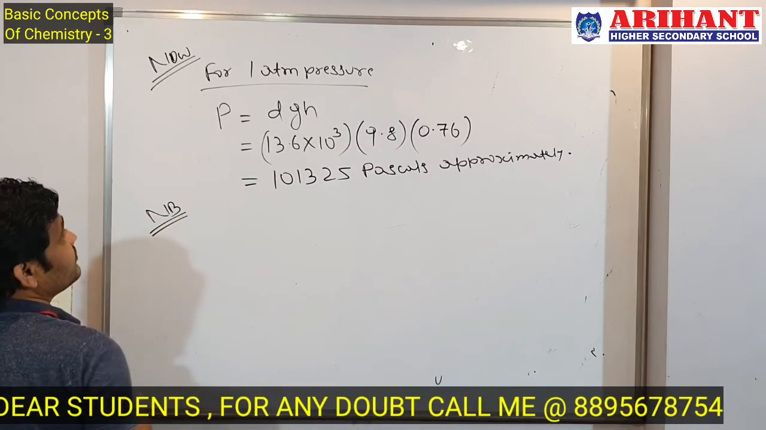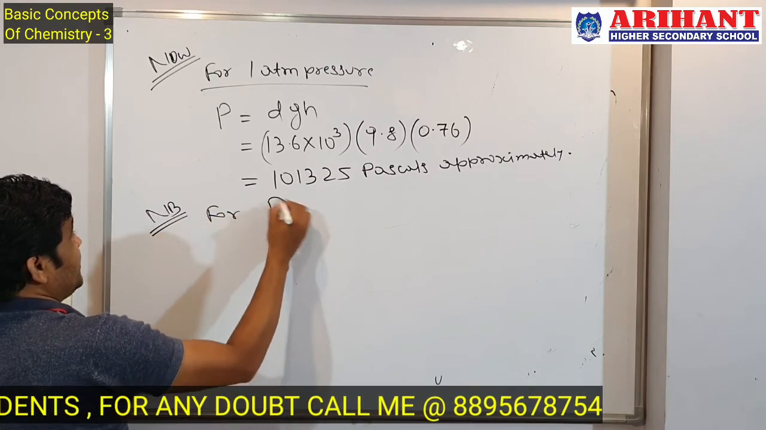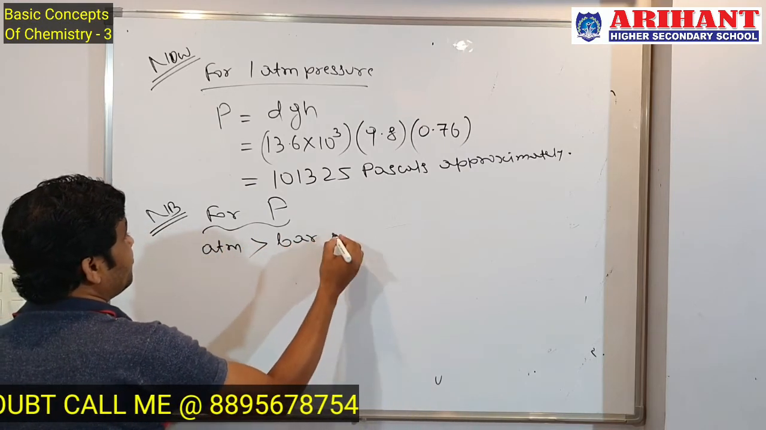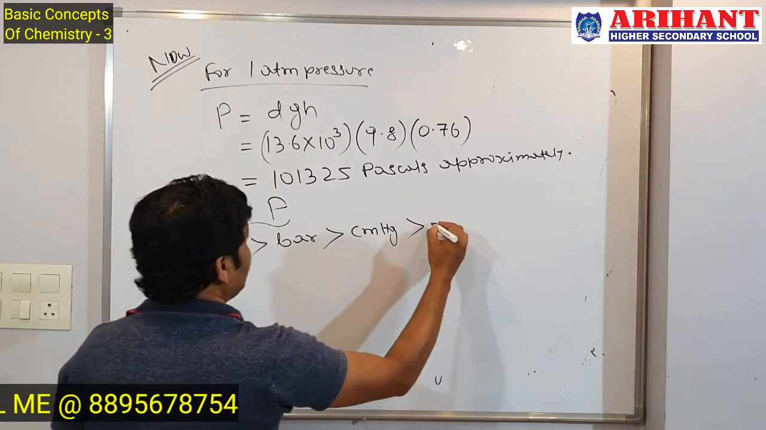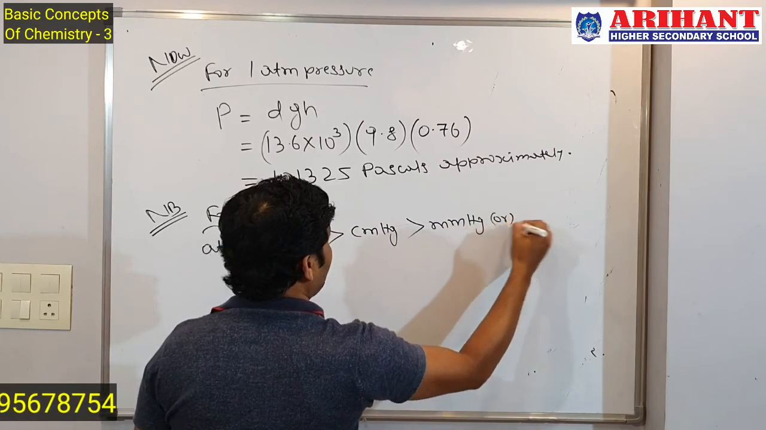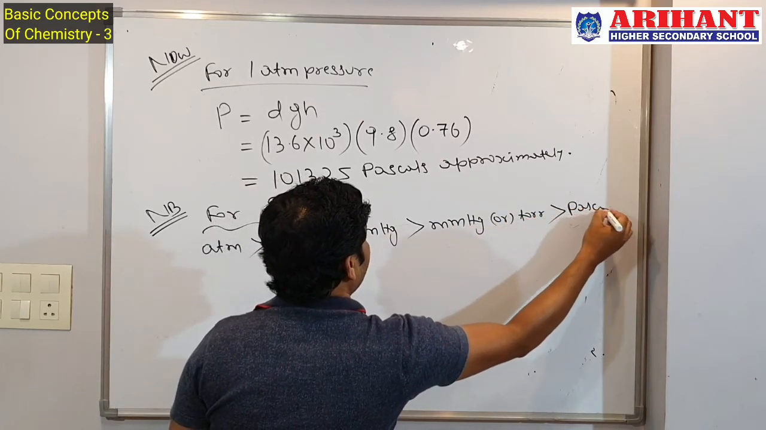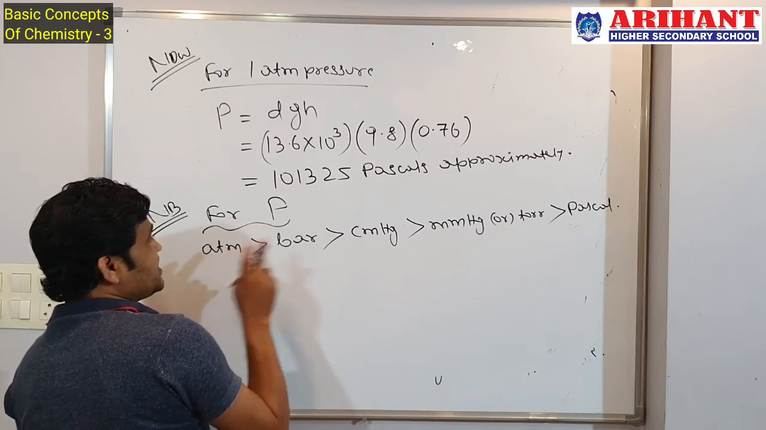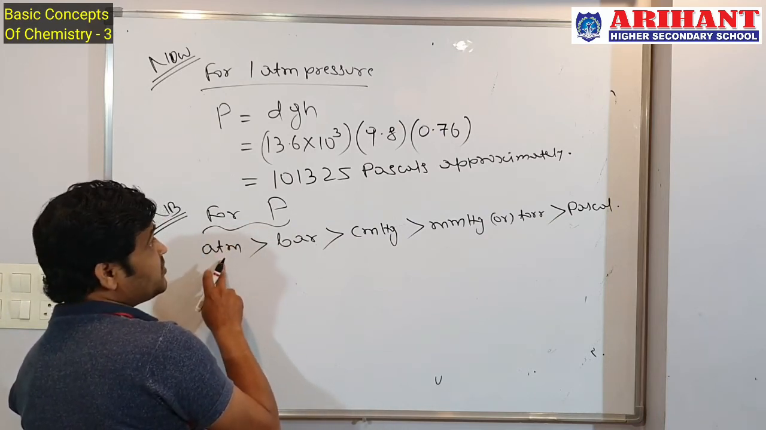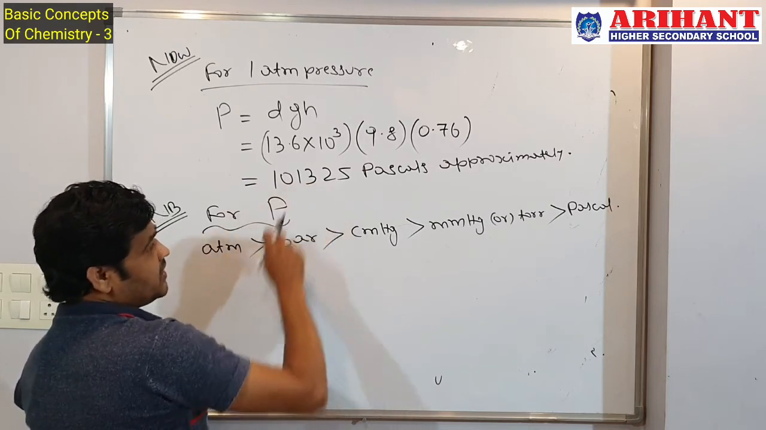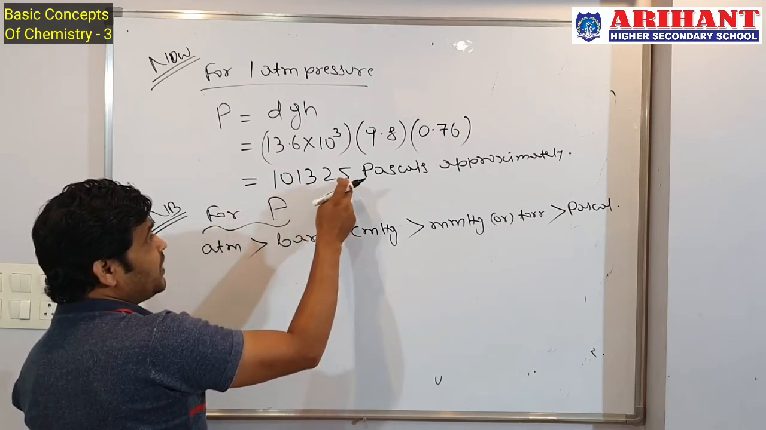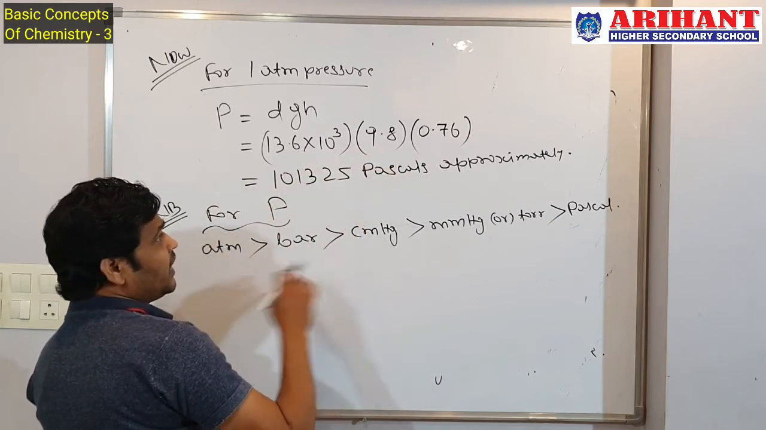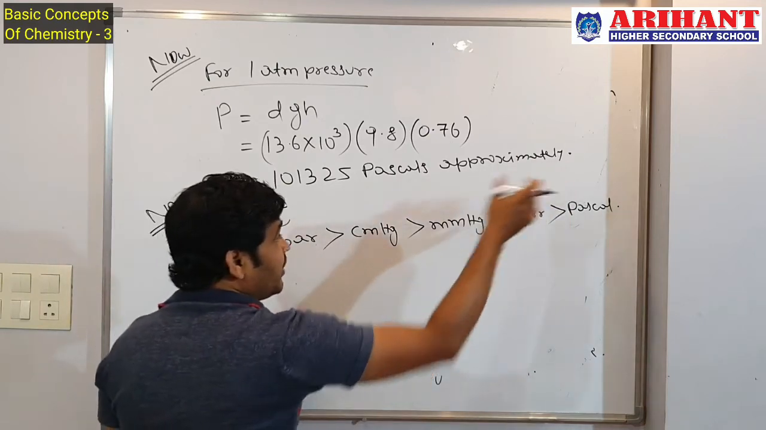Notebook. For pressure, the largest unit is atm, then bar, then centimeter mercury, then millimeter mercury or torr, then pascal, because 760 torr is equal to 1 atmospheric pressure. 1 torr is equal to 101325 by 760 pascal, which is greater than 1 pascal.